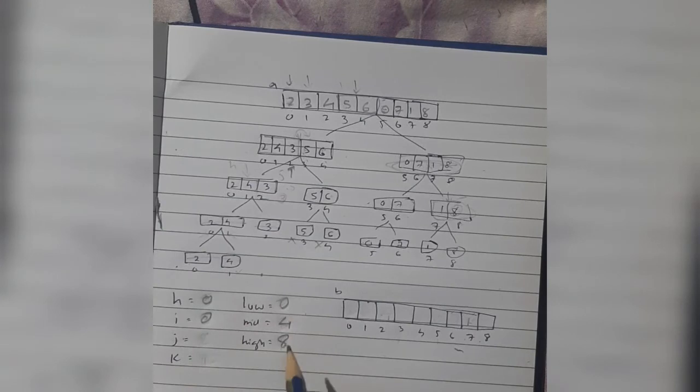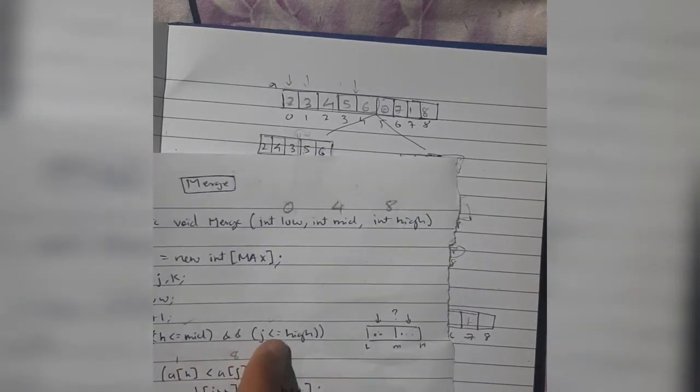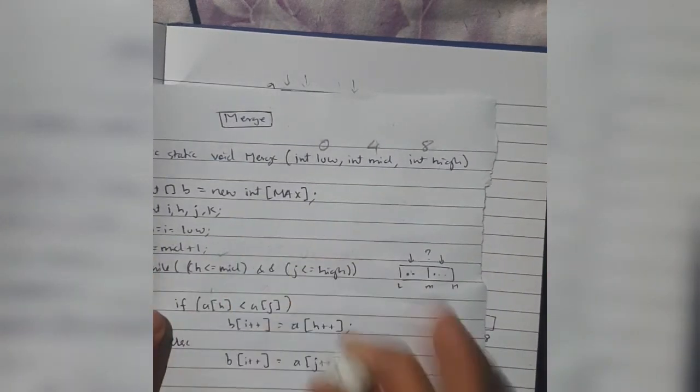By using these three values we will be calling the merge function. We will be creating a new array B, which is empty initially, and then the I, J and H will be created here. Then H and I will be low, J will be mid plus 1. Then we'll be comparing H is less than or equal to mid. Yes, true. J is less than or equal to high. True. So we'll be going on with this code. In this code, A of H is less than A of J. What is A of H? A of H means A of 0. What is A of 0?